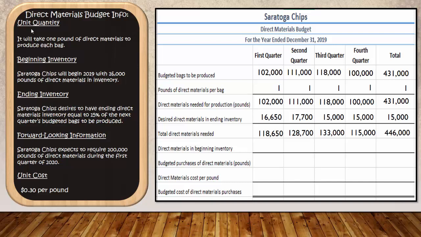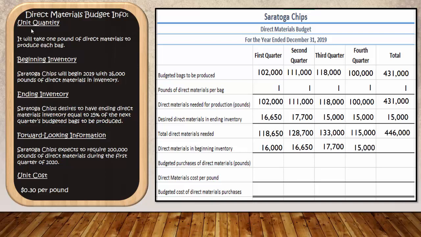Our next line is direct materials and beginning inventory. For the first quarter, this number is given in our information. We know that we have 16,000 pounds of direct materials in inventory. We just fill that in. For the second quarter, our beginning inventory is going to be equal to the amount of direct materials that we had in ending inventory at the end of the prior quarter. Well, we know that was 16,650 pounds of direct materials. So we carry down our ending inventory for the first quarter, which becomes our beginning inventory for the second quarter. And we're going to repeat this process for the third quarter and for the fourth quarter.